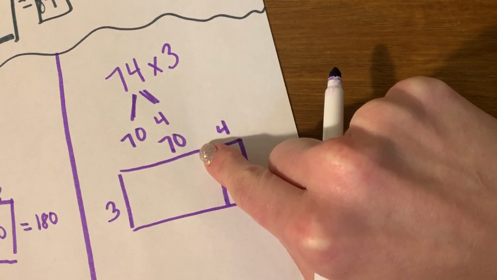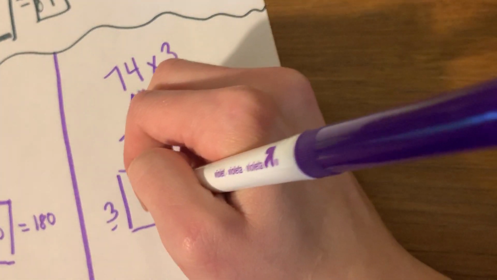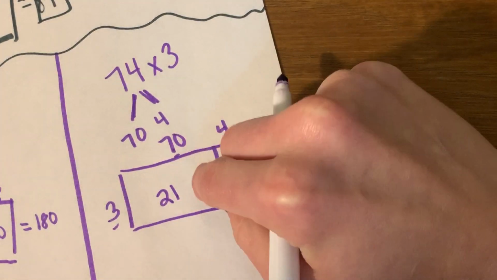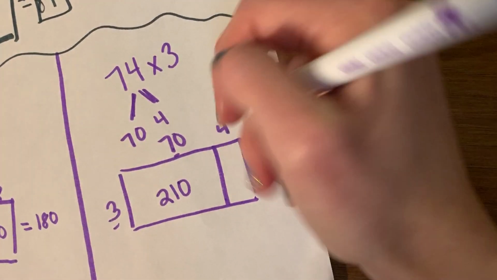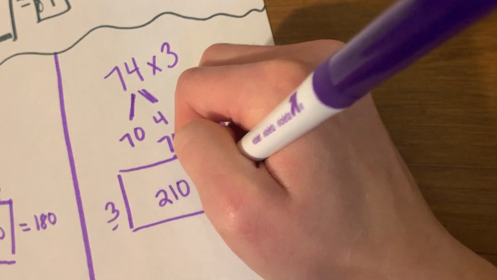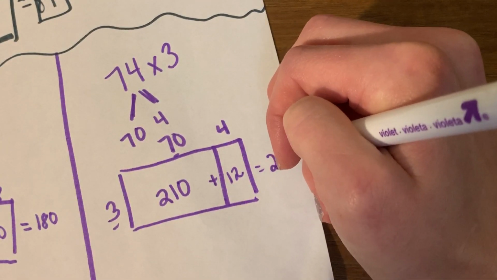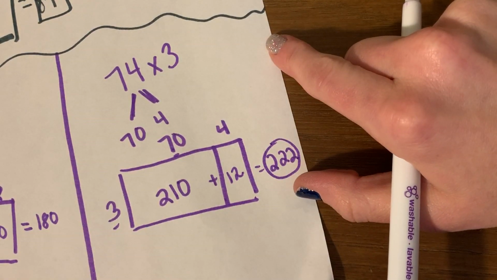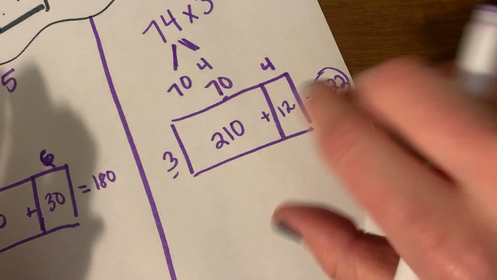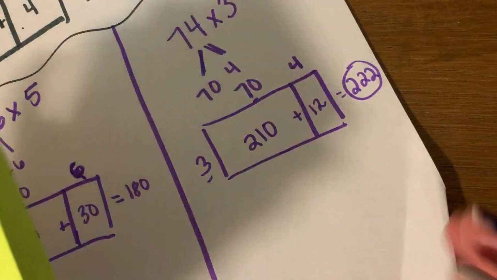3 times 70 is my first deal. 3 times 7, I know that one. That gives me 21, and I'm tacking on a 0. Next, I take care of 3 times 4, gives me 12. I add these two together, and I get 222. Okay, we are going to look at one word problem, and then we're going to go ahead and move on.